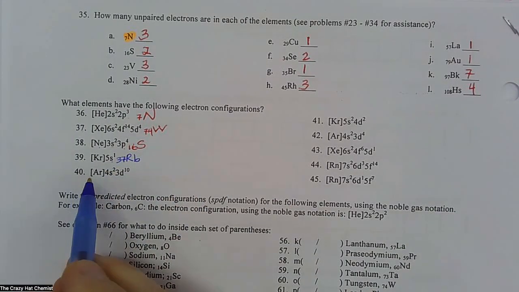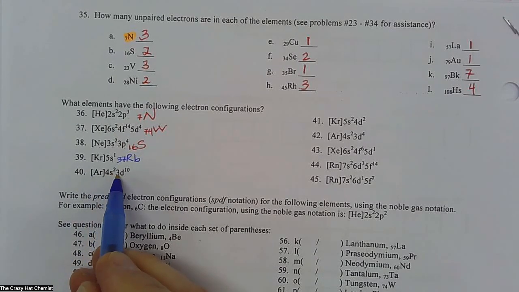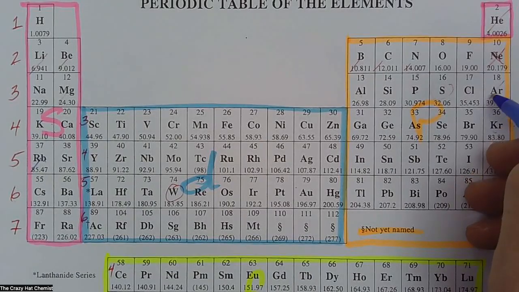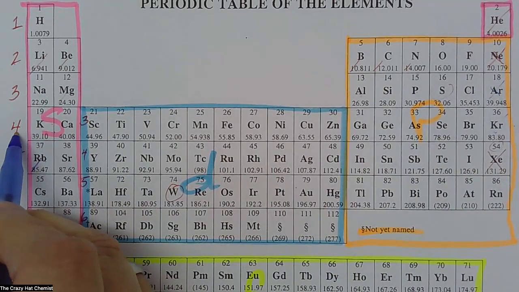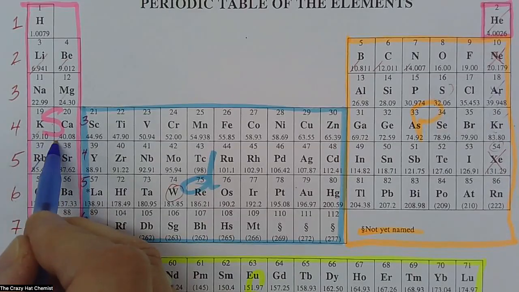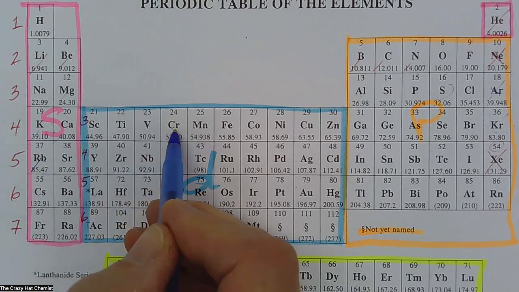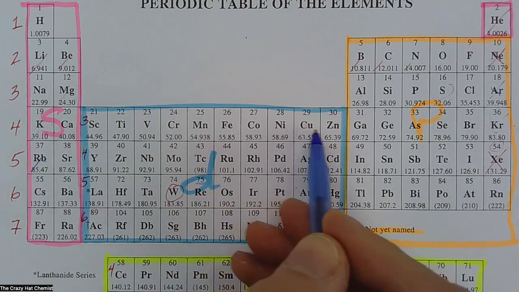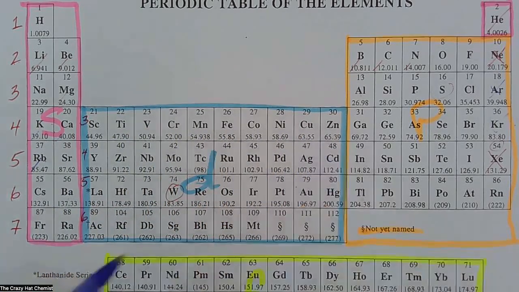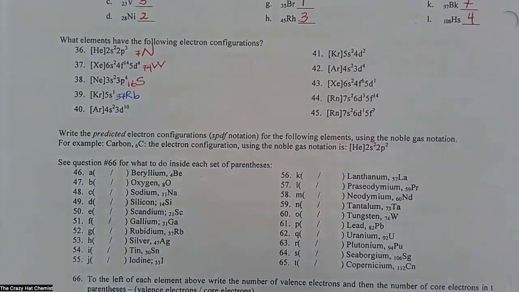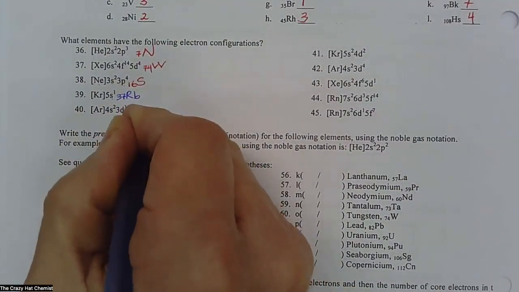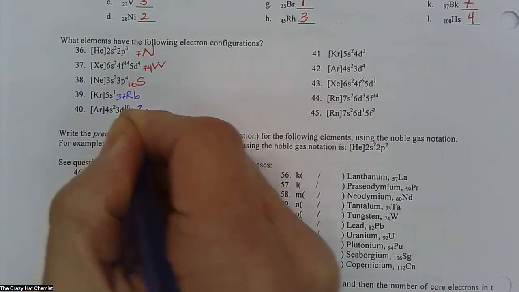Our next one, number 40, is argon, 4s2, 3d10. So that is argon. That's right here. And then it is 4s2. That's 4s, 1, 2. Then it's 3d, 1, 2, 3, 4, 5, 6, 7, 8, 9, 10. That's zinc, element number 30. So Zn, element number 30.